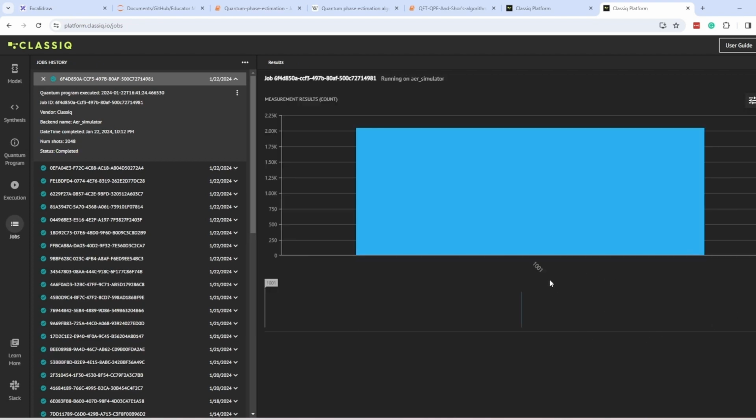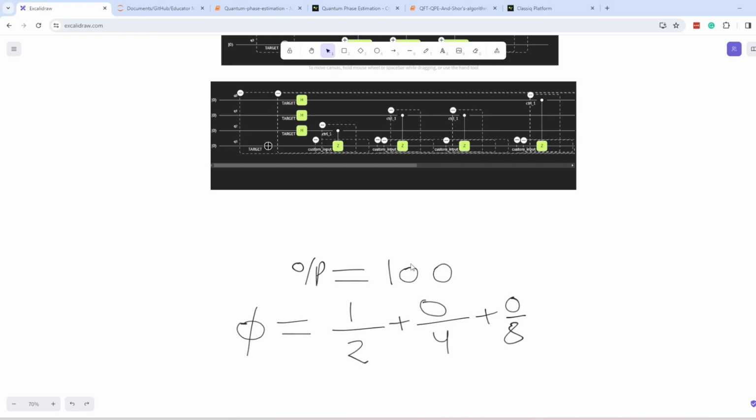So in the output we got 100. This one we do not need to take, we just need to take this one. So the output is 100. Now, when we have the output of quantum phase estimation as 100, we can calculate phi like this. Phi equals 1 upon 2 plus 0 by 4 plus 0 by 8. Here, the important thing to note is that right now we have only 3 qubits in the evaluation register. Suppose there were more qubits, then we can continue like 0 upon 16, 0 upon 32 and so on. For now, phi will be just equal to 0.5.